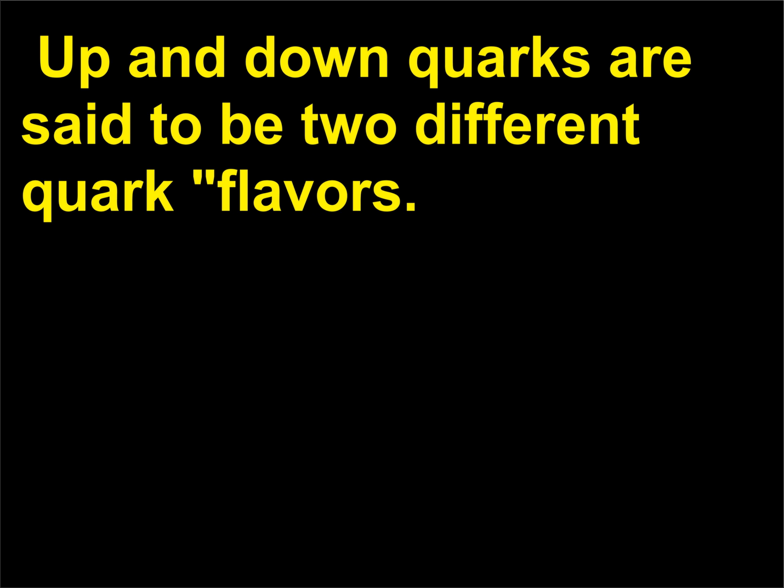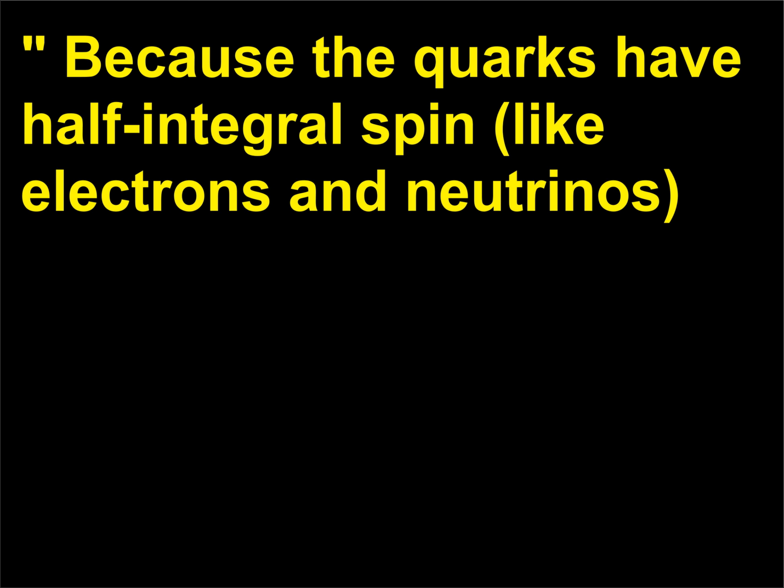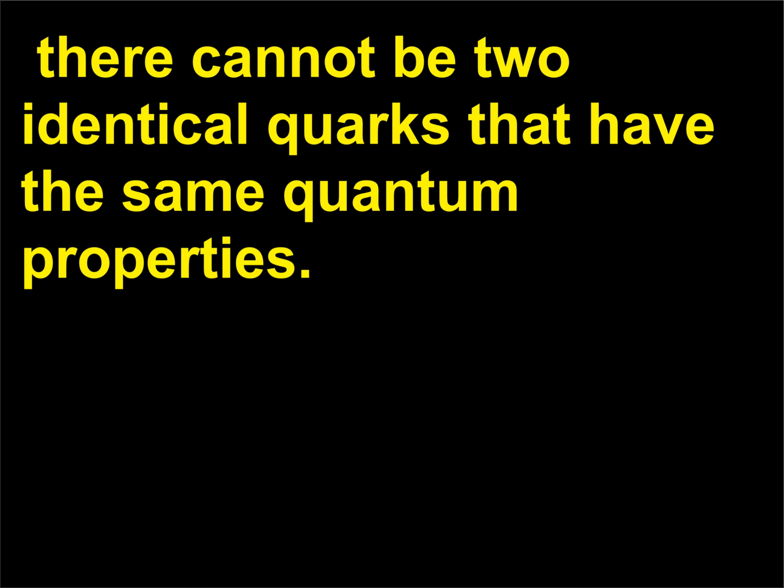Up and down quarks are said to be 2 different quark flavors. Because the quarks have half-integral spin, like electrons and neutrinos, there cannot be 2 identical quarks that have the same quantum properties.